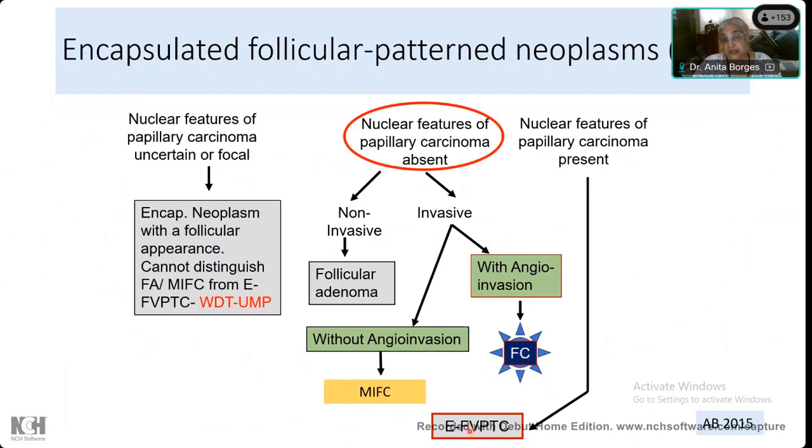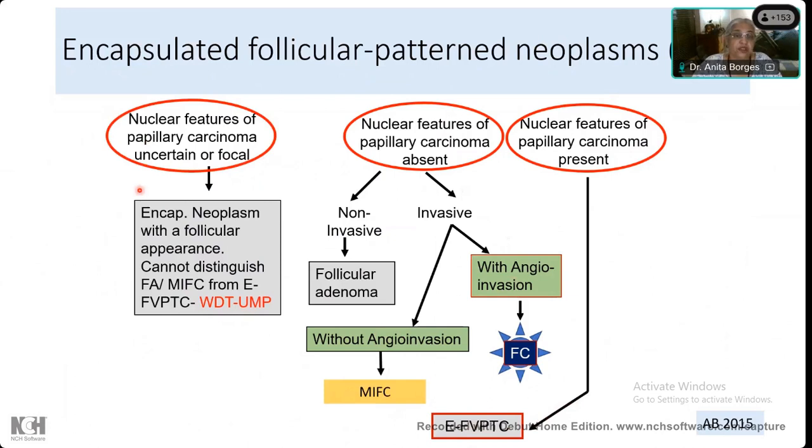And then you had the next group of cases. Nuclear features of papillary carcinoma are present. In those days, we had no choice except to call this the encapsulated follicular variant of papillary thyroid carcinoma, although I was extremely uncomfortable with this term. And finally, you had nuclear features of papillary thyroid carcinoma uncertain or focal, in which case you could call this well-differentiated thyroid carcinoma or uncertain malignant potential.